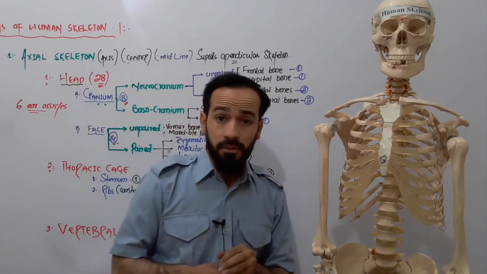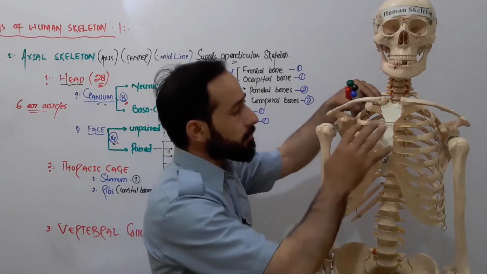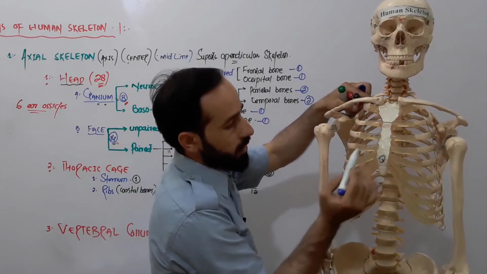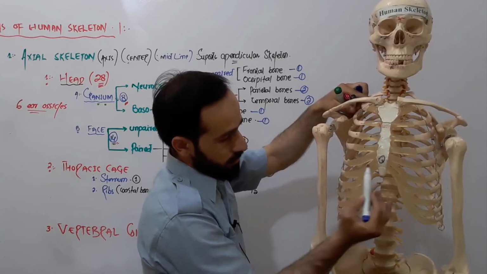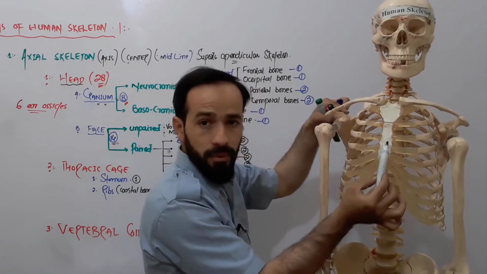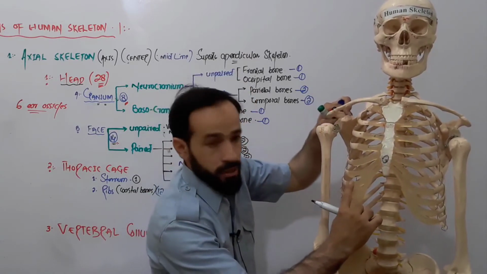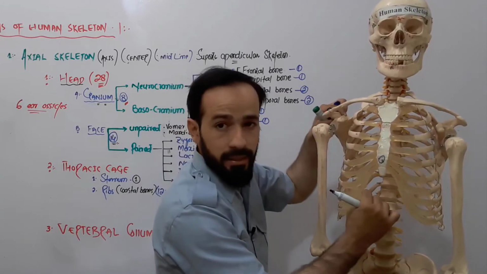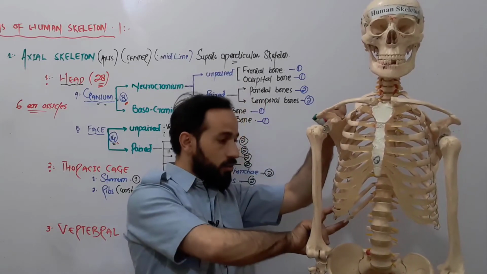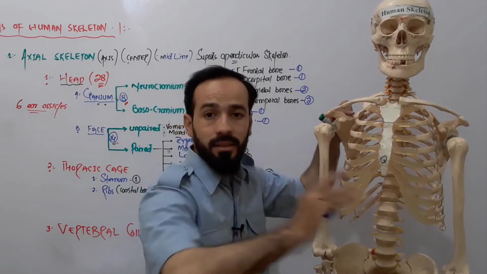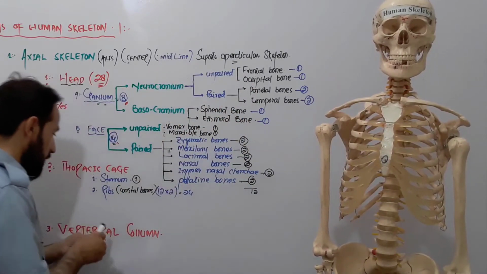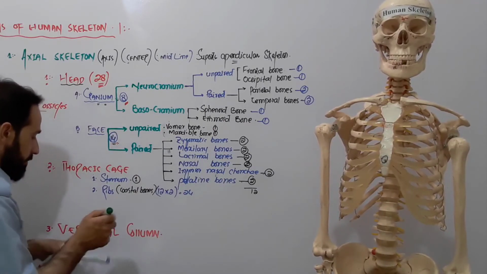Let's see their divisions here. Look carefully, friends. First of all, we have those ribs which are connected directly to the sternum, right? And then we have those ribs which are connected to your sternum indirectly through the cartilages of other ribs. And then we have certain ribs which are not connected to your sternum. So there are 3 groups of your costal bones.